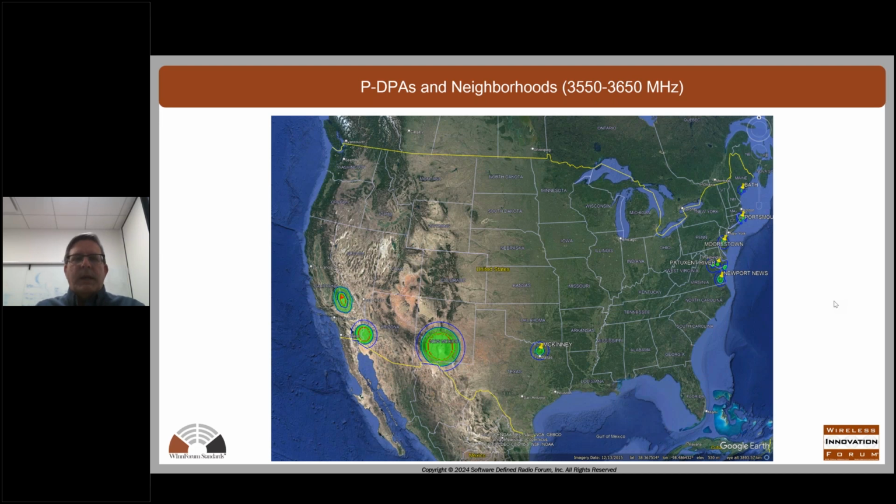Just some plots. These are the portal DPAs and their neighborhoods. So like I said, there's about a dozen around the country. There's also one in Hawaii that we're operating as portal, but these are relatively small neighborhoods and sites, except of course the New Mexico White Sands and things like that. But anyway, these are the portal managed DPAs. Next slide, please, Lee.